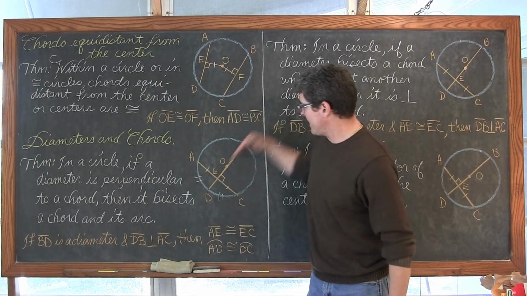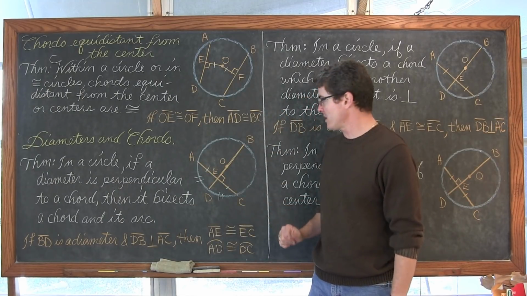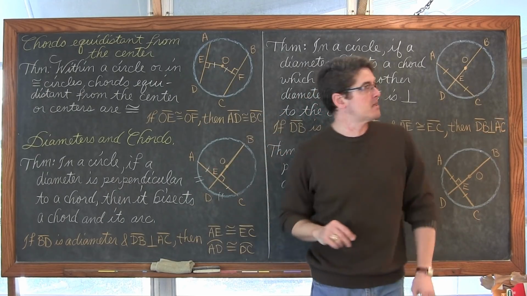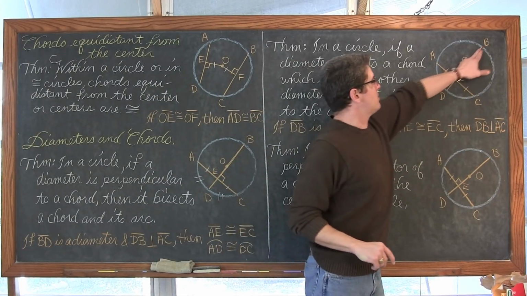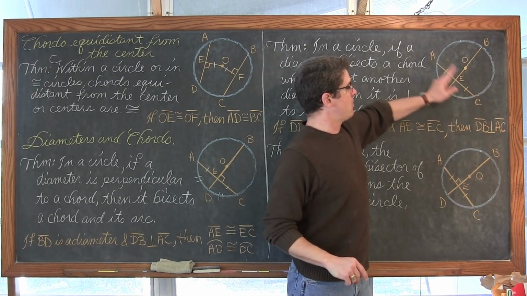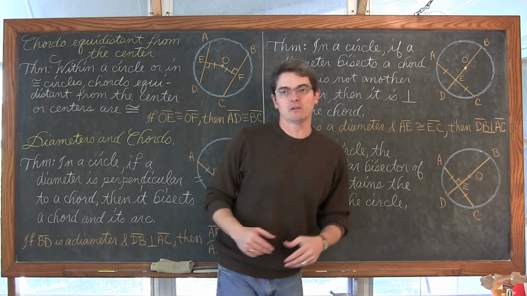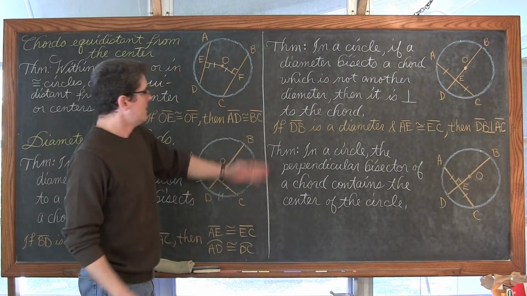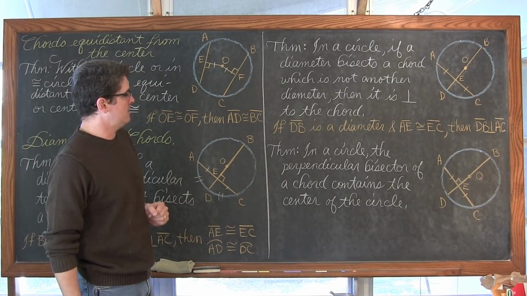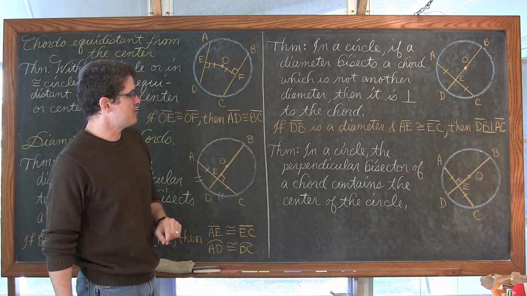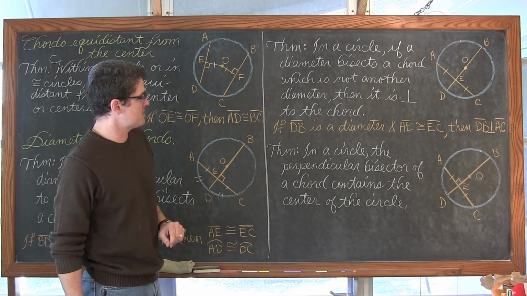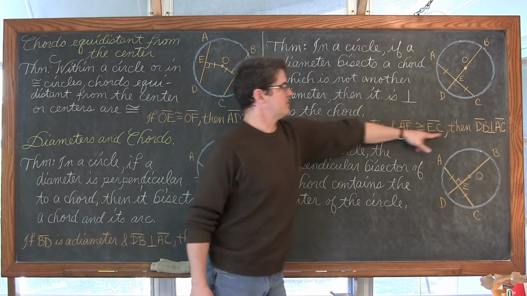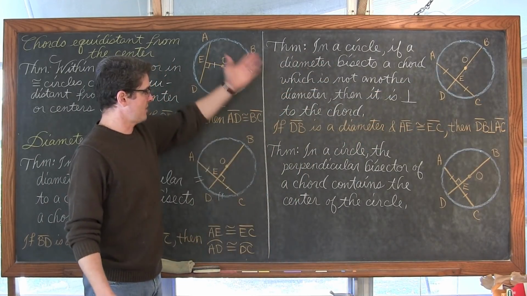If you have a diameter perpendicular to a chord, then it becomes a perpendicular bisector. And if you have a diameter which is bisecting a chord, then it will be perpendicular. So these two are basically converses of each other, and of course they're both true. If segment DB... that's a symbolic notation for that theorem in words.